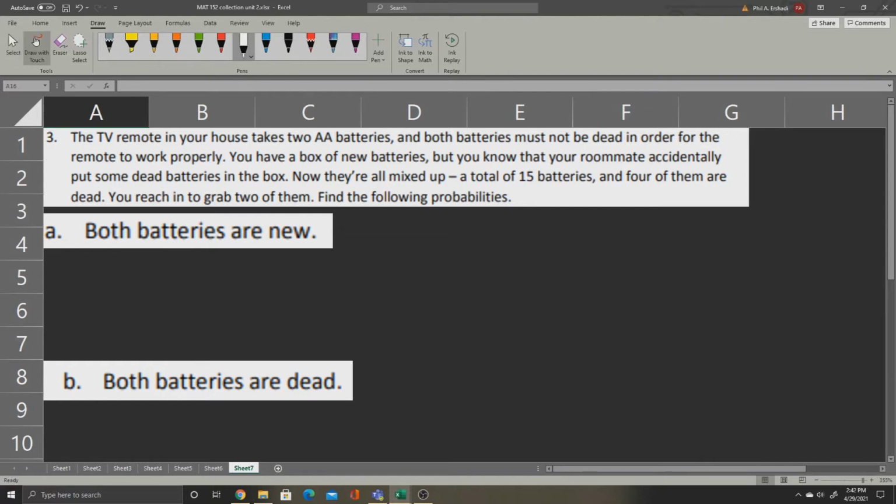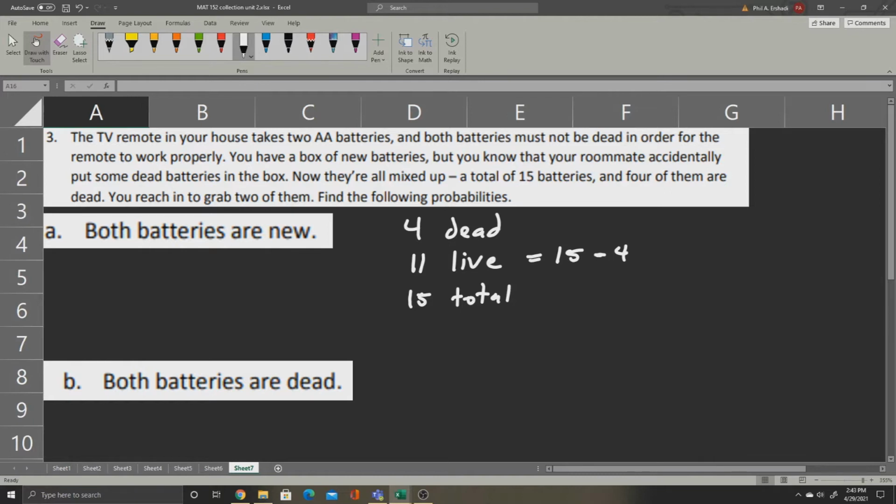So we begin with 4 dead batteries and 15 total. It would help if we knew how many batteries were live. So to find the live batteries, we can just take 15 and subtract 4. 15 minus 4 is 11, telling us 11 of the batteries are live.